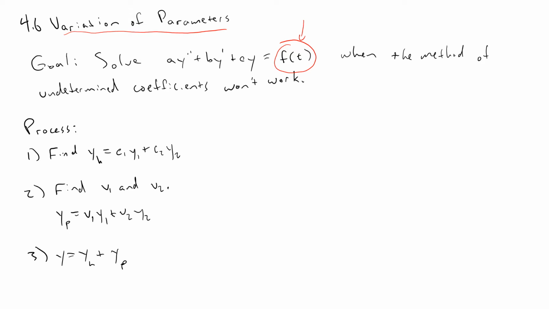Really, though, variation of parameters isn't too bad because it's going to boil down to just doing two integrals. If you can do two integrals that I'll show you in a minute, then you'll be able to write down your answer.